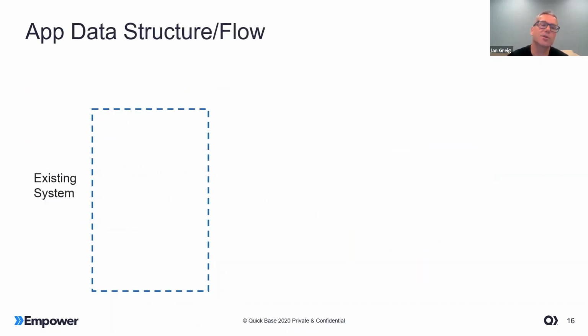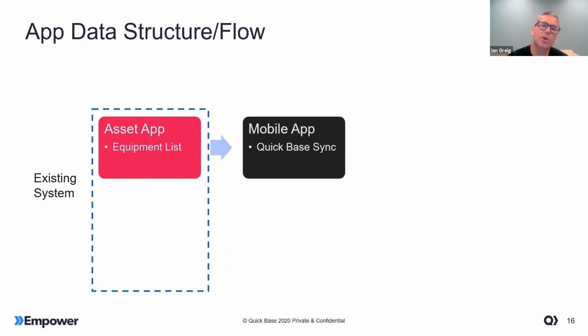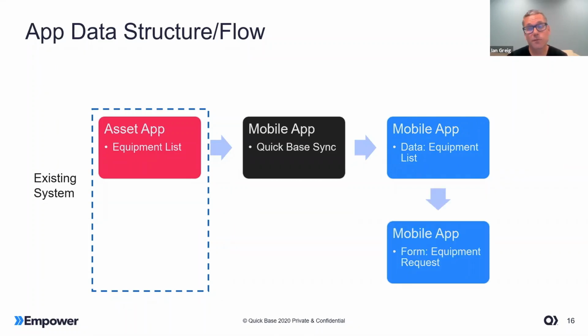So just to show you how the whole structure works, this is our existing system. We have the asset and we have many apps. So this is just one of our many apps. We have, for example, an asset app with all our equipment. We then use the QuickBase sync feature to sync that equipment list into the mobile app. So we now have a data source for equipment lists. This then becomes available to a form, in this case, an equipment request form. So when you go to that equipment request form, you're choosing from an equipment list, which has been synced in by QuickBase.